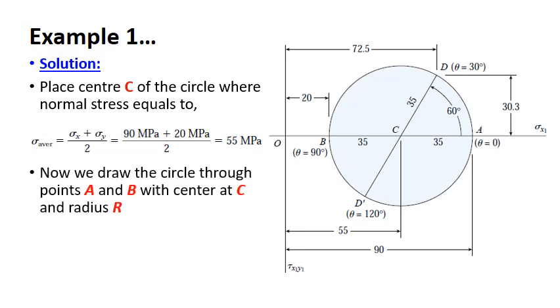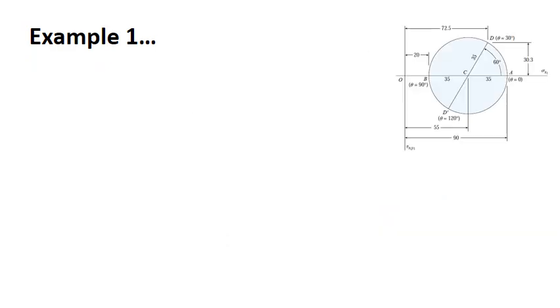So you locate the center. Now we have to draw the circle through points A and B with center at C and radius R. How do you estimate radius R? We have the equation. Okay, shear stress here is not given, so you can take it as 0. So from this you evaluate the radius as 35 MPa analytically. So now you draw the Mohr circle.